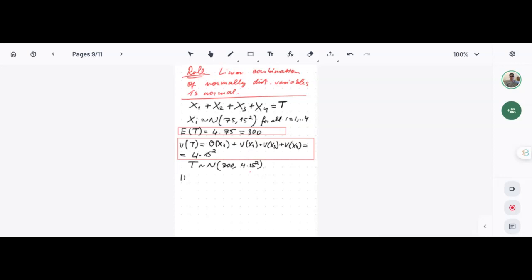Great. Now what I have to do is find the probability that T is exceeding 320 kgs. And now I'm going to apply the Z transformation. If I apply the Z transformation, T is going to become Z. And if I apply the transformation to the upper bound, I take the value minus the mean of T, which is 300, and divide by the standard deviation, which is the square root of the variance, 4 times 15 squared.